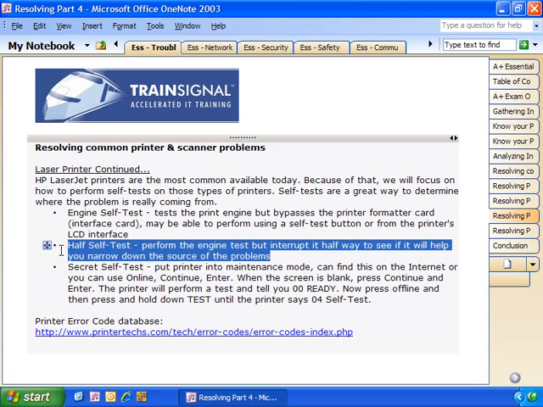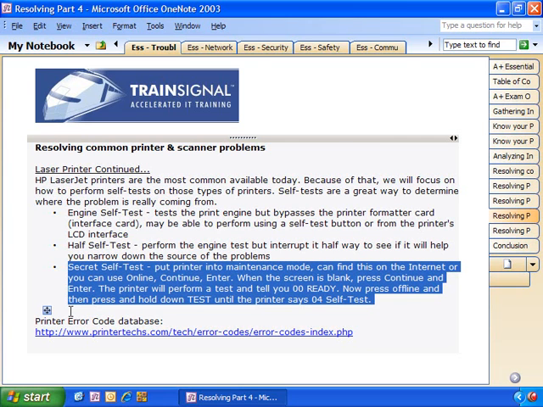The next type of self-test is the half self-test. This is where you perform the engine test, but you interrupt it halfway to see if it will help you narrow down the source of the problems. And when I say interrupt it, I'm talking about opening the top of the printer and stopping the print to see where the page is in this self-test process as it goes through the printer.